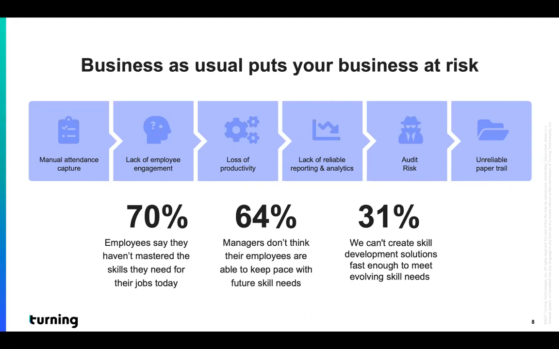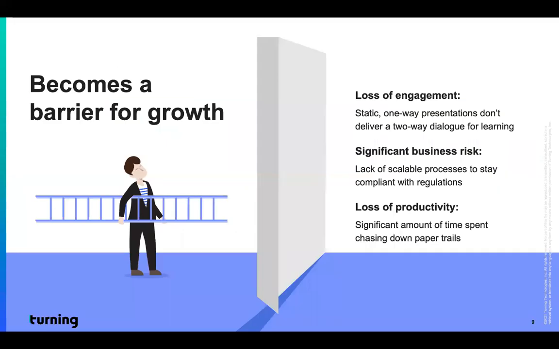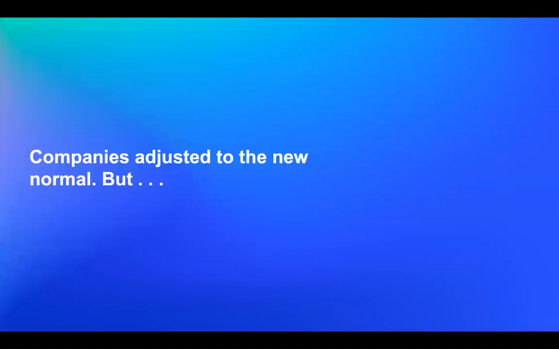Again, going back to that, how do we future-proof, how do we create that hybrid environment? We also heard loud and clear that this becomes a barrier for growth because you have that loss of engagement, put your business at risk, and you have a loss of productivity. All of those things, as a business leader, whether you're in the corporate arena, whether you're in the education arena or the higher education arena, nobody wants to see any of those things, the loss of engagement or the business risk or loss of productivity.